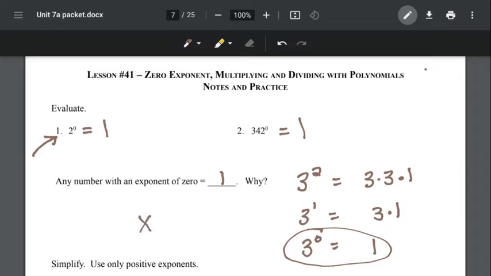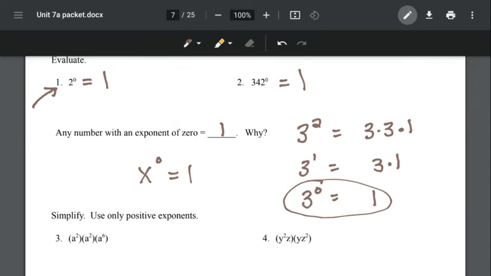Same thing if you have a letter, x to the 0, that's a 1. Now, I just want to give you one more example. 3x to the 0. So 3x to the 0, we have 3. X to the 0 is 1. We're going to do some more practice on this over the next couple of days.